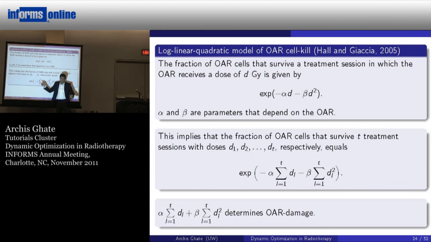So if I give d1, d2, d3, up to dT, the fraction that will survive will be a product of exponential functions with d1, d2, and so on in the exponent. And when I multiply the whole thing, I will get sums. Make sense? So exponential a times exponential b is exponential a plus b. That's what I'm using to come here.